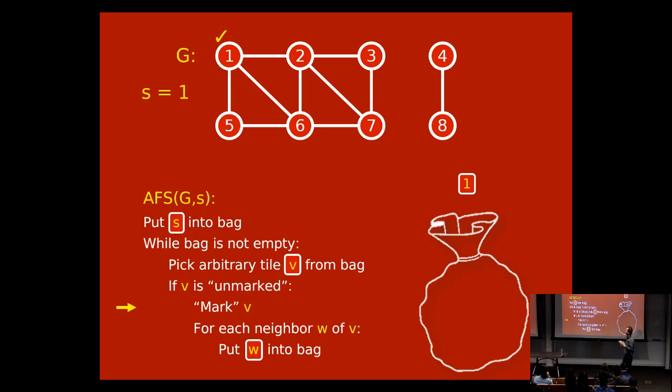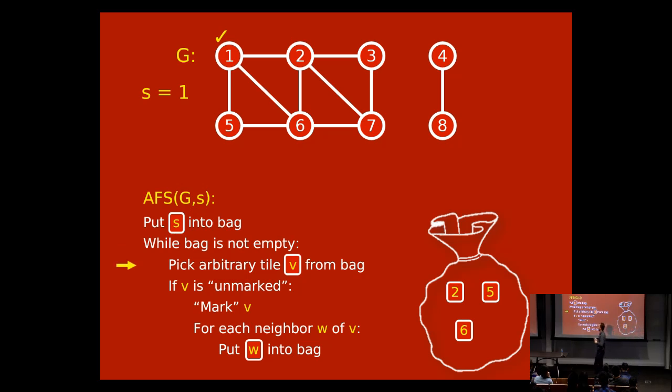I'll put the marks as little check marks by the nodes. That's good, right? It's established that S is connected to S. Then we go through all the neighbors of this vertex, which are 2, 5, and 6, and we put a copy of them into the bag. So 2, 5, and 6. Then we throw 1 away. You can see it's exploring the way you might explore with a big list of edges. We started at 1. We said, okay, 1 is marked. Now we have to start exploring from 2, 5, and 6.